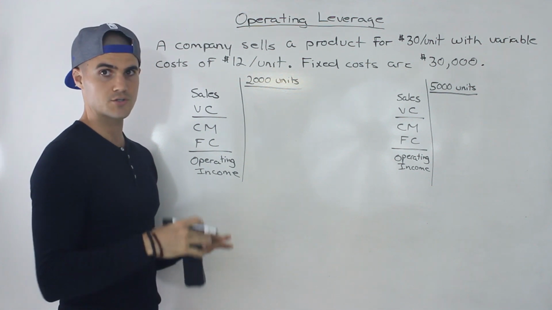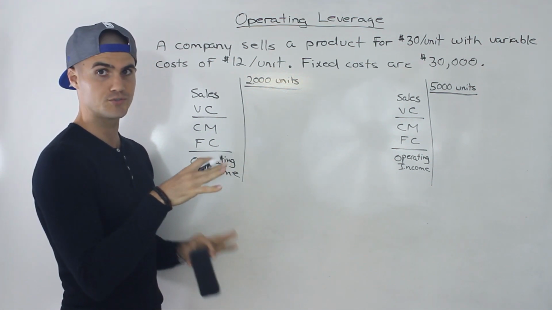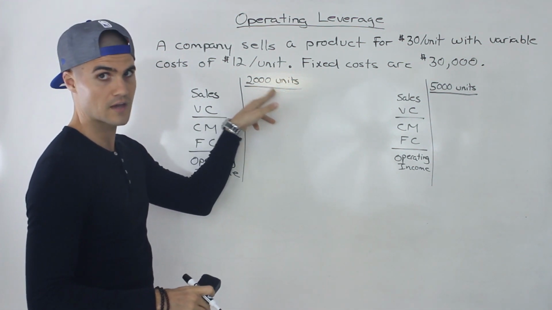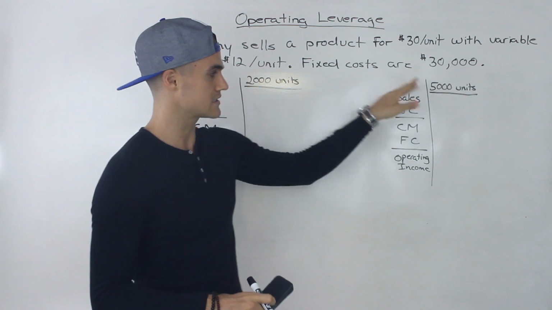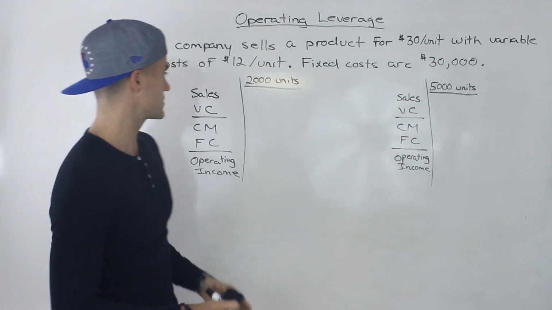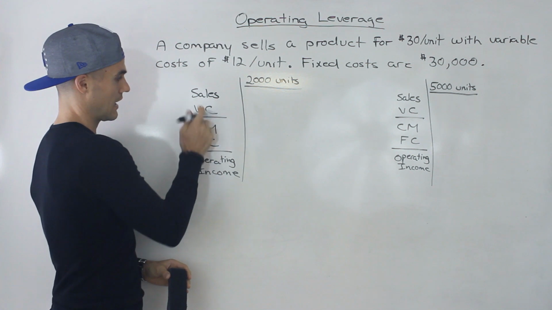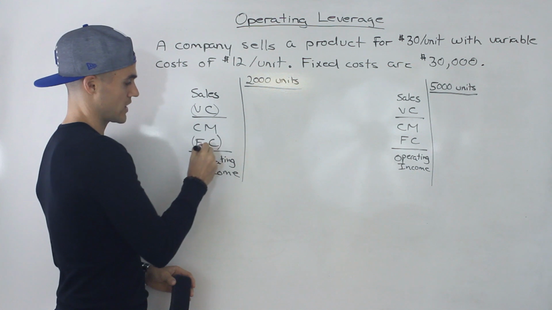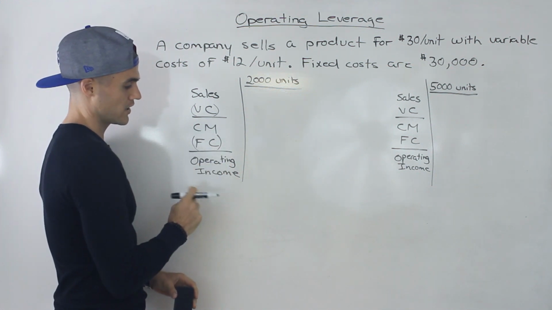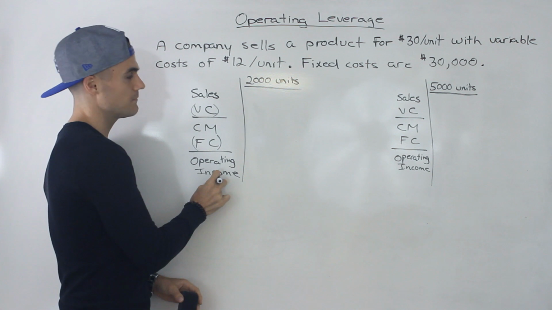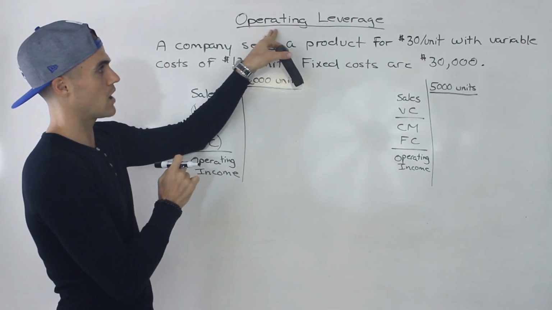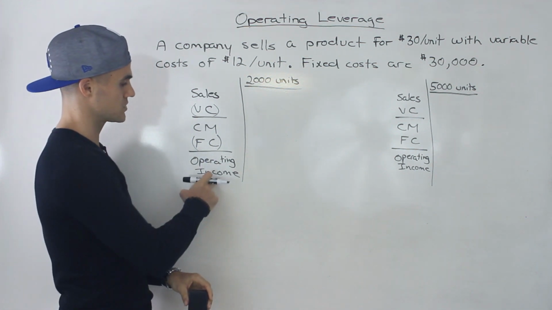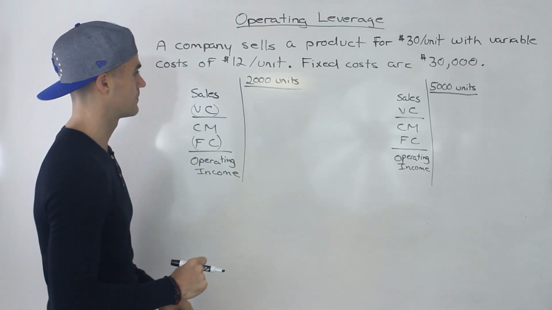What I'm going to do is create two different income statements for two different selling levels. The first one is if we sell 2,000 units. The next income statement is if we sell 5,000 units. So we have the sales, variable costs, and then when we subtract variable costs from sales, we have the contribution margin. Then we subtract the fixed costs, and we get the operating income. Before I was usually putting profit here, but since operating leverage relates to operating income, which is the definition given in most textbooks, I'm going to put operating income right there.